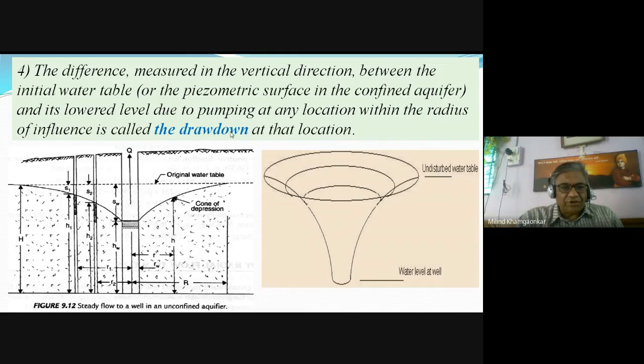Drawdown is nothing but the difference between the original water table or original piezometric head and the water level in the well, which is being drawn down due to the pumping within the radius of influence. That is, this radius of influence, which we just saw as capital R, has other wells within it.